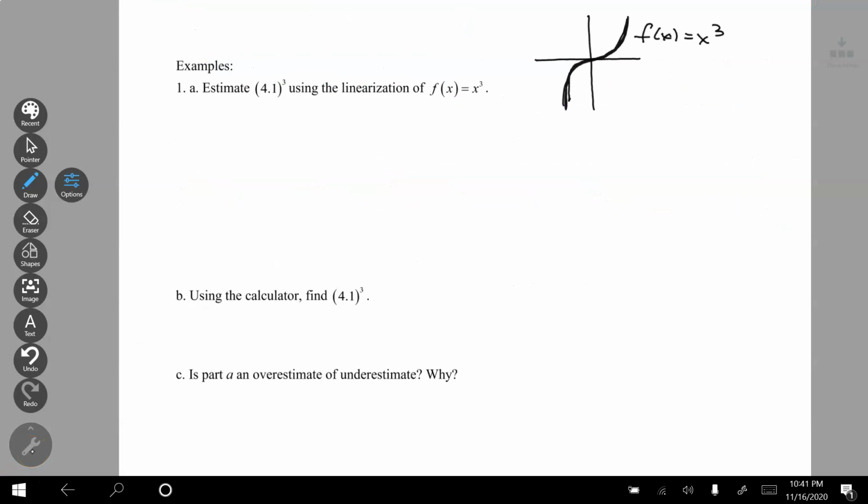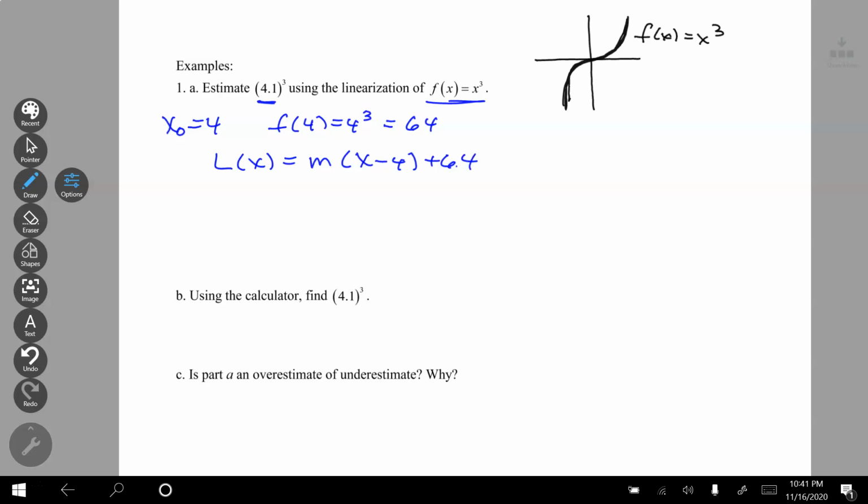So let's try an example. We're trying to find 4.1 cubed without using a calculator. So my original x I'm going to use is 4. I'm plugging it into this function, so f of 4 is going to be 4 cubed, which is equal to 64. So my linearization is right now m times (x minus 4) plus 64.